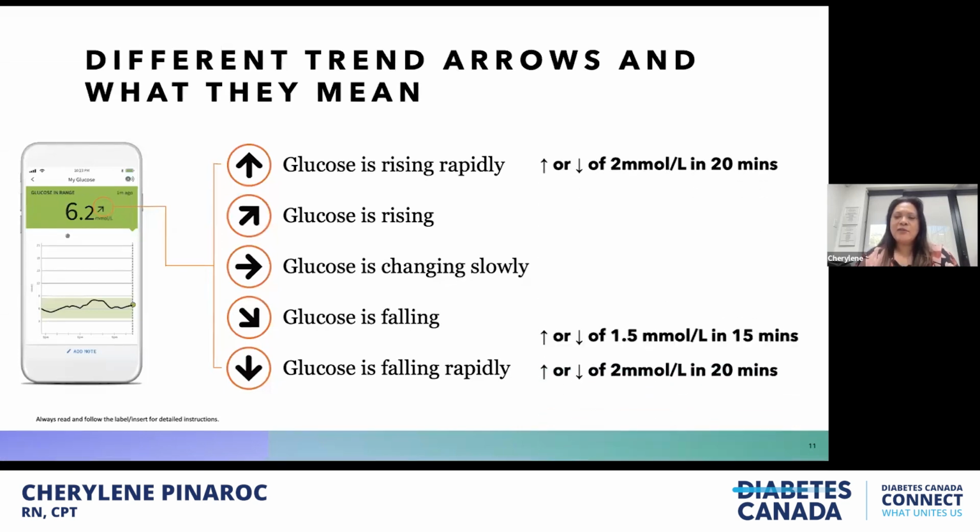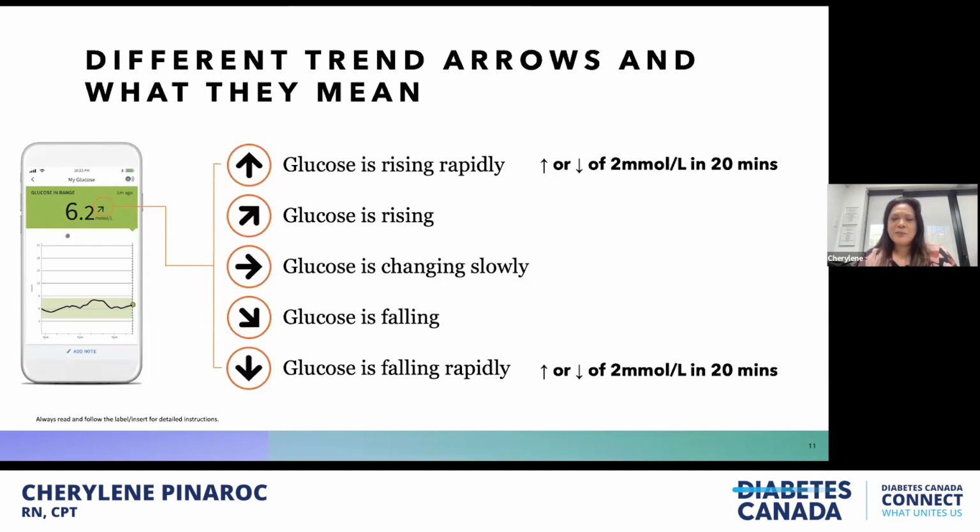In terms of speed, glucose rising rapidly or falling rapidly can increase or decrease by about 2 millimoles in 20 minutes. So it's very important to look at your trend arrows and see what's happening, especially when you're exercising, or when you're going to go for a drive. It's important to scan and look at your number to see where you are, to make sure you're not going to go into a hypo before you start any activity. So that's one thing to look out for.